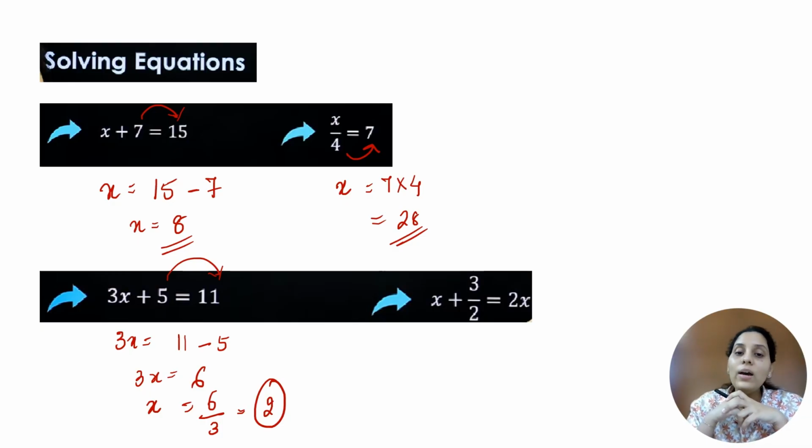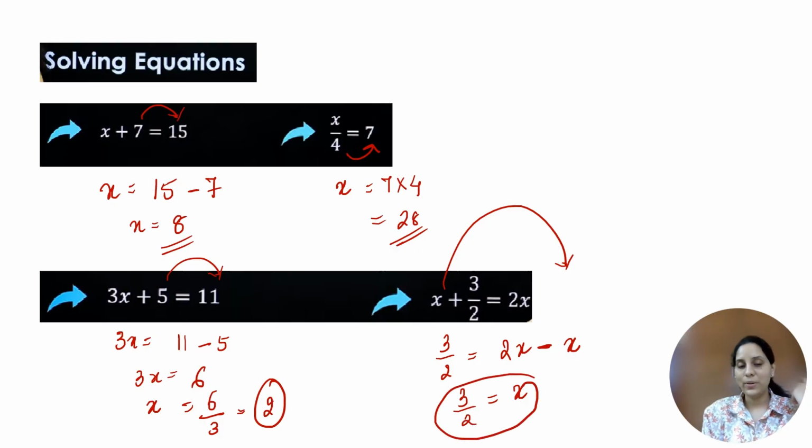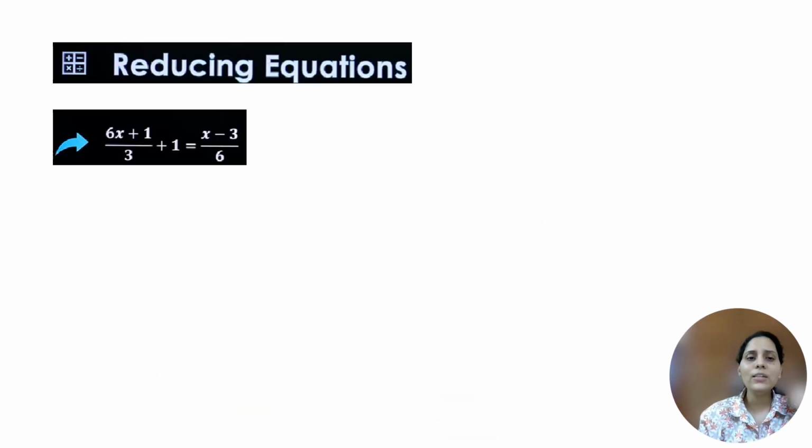Now, what if I have x's on both the sides? See, I have x on the left side, I have x on the right side as well. So in that case, you will try to have all x terms on one side and all constants on the other side. Whether all x terms are on the left side or right side is up to you. But make sure you have all x's on one side and all constants on the other. So here 3 by 2 is equal to 2x plus x. I will transfer minus x. So 2x minus x is x, which is equal to 3 by 2. Simple.